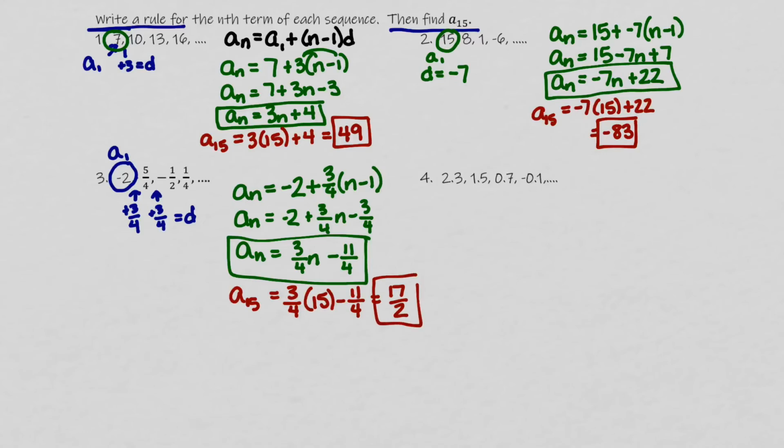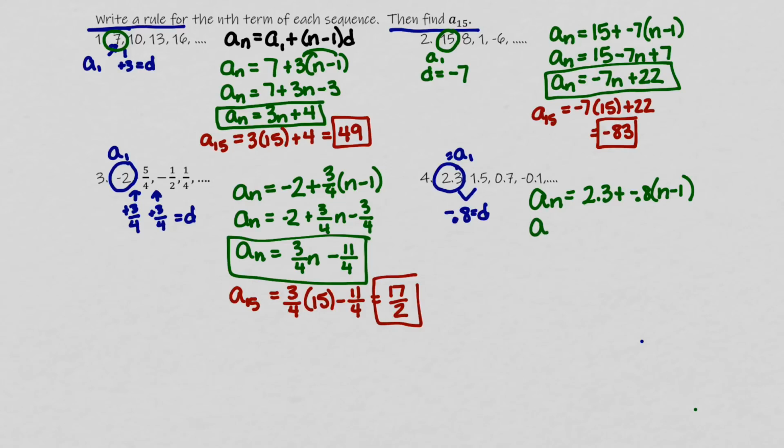All right. Number 4. Now I gave you a fraction. Now I'm going to give you some decimals. So we find our difference. Well, this time I'm going to subtract, or you can consider it adding a negative number. Looks like I need to take away 0.8. So that's going to equal d. 2.3 equals a_1. And I plug it into my equation. a_n equals a_1 plus d, which is a -0.8, times n minus 1.